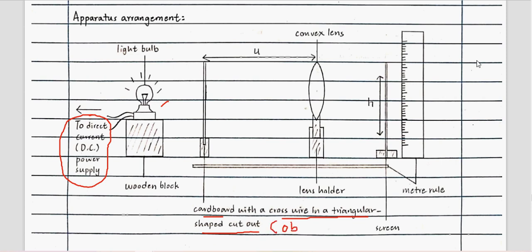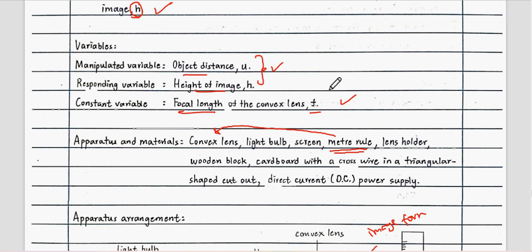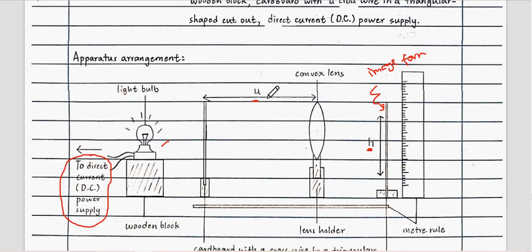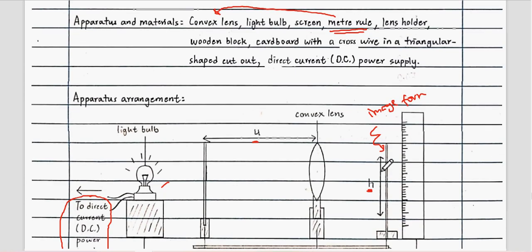Boleh tulis, put in bracket. So this cardboard with the cross wire in a triangular shape cut out, this is actually the object. Then we have the convex lens, and then here H. It's good to label like this, image form. And then H here, luckily just now already written above, right? Macam this one, u and H already written up here. Dah nampak. So we know u is the object distance, and H is the height of the image.